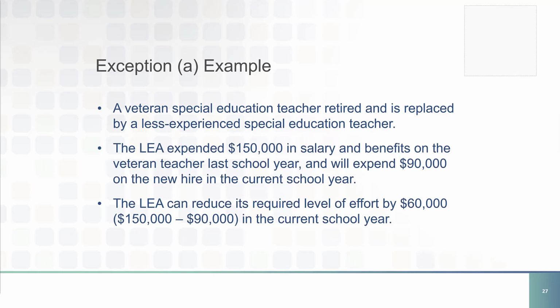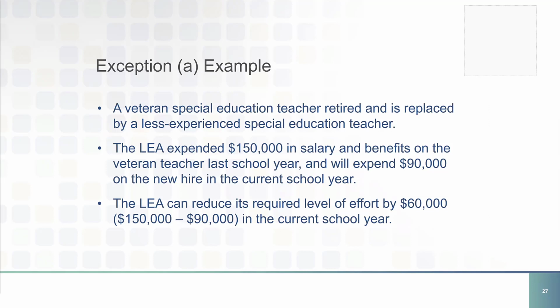The cost for each teacher can include both salary and benefits. And if the LEA had not replaced the veteran teacher, it could have reduced its MOE by the full $150,000. However, it's important to note that the LEA still has an obligation to ensure, in the event that the teacher was not replaced, that continued provision of FAPE, or free and appropriate public education, still is provided to those children in its jurisdiction. In the current school year, then, you can reduce the required level of effort by $60,000.